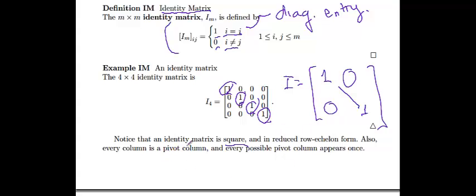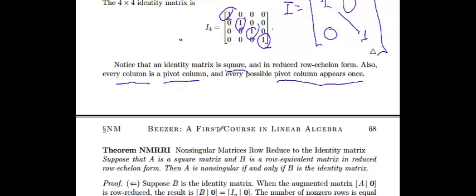All right. And notice that every column is a pivot column, and every pivot column appears once. So you can see that pivot, pivot, pivot, pivot. All of these are pivot columns. Each column has a 1 and the others are 0. So there's nothing but pivot columns.